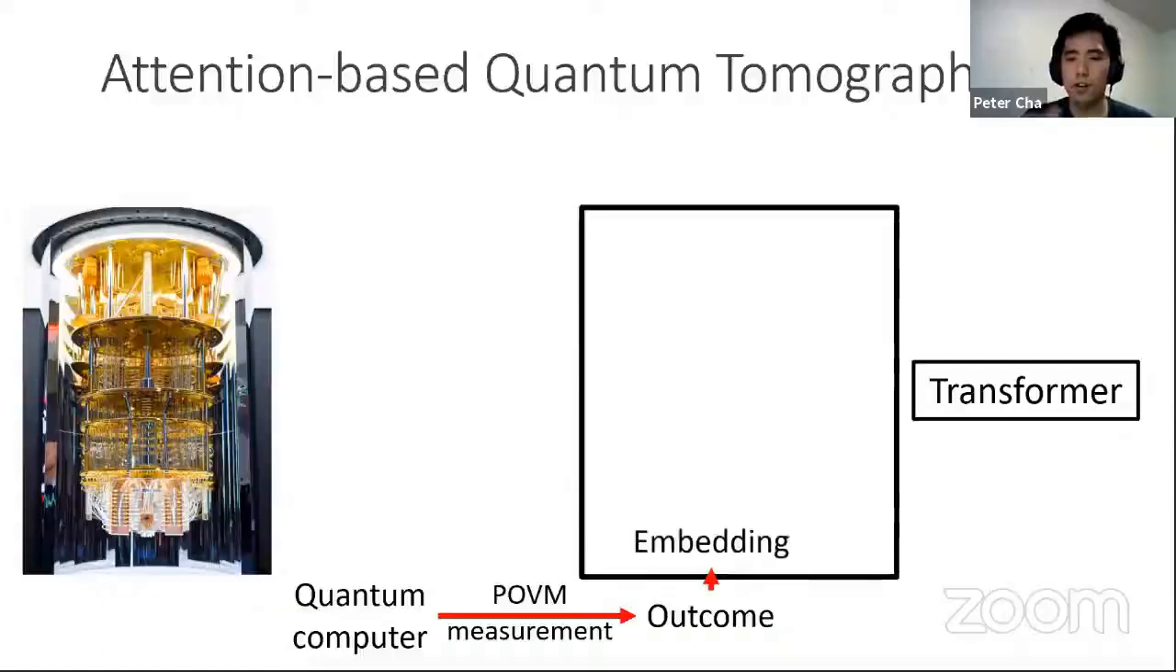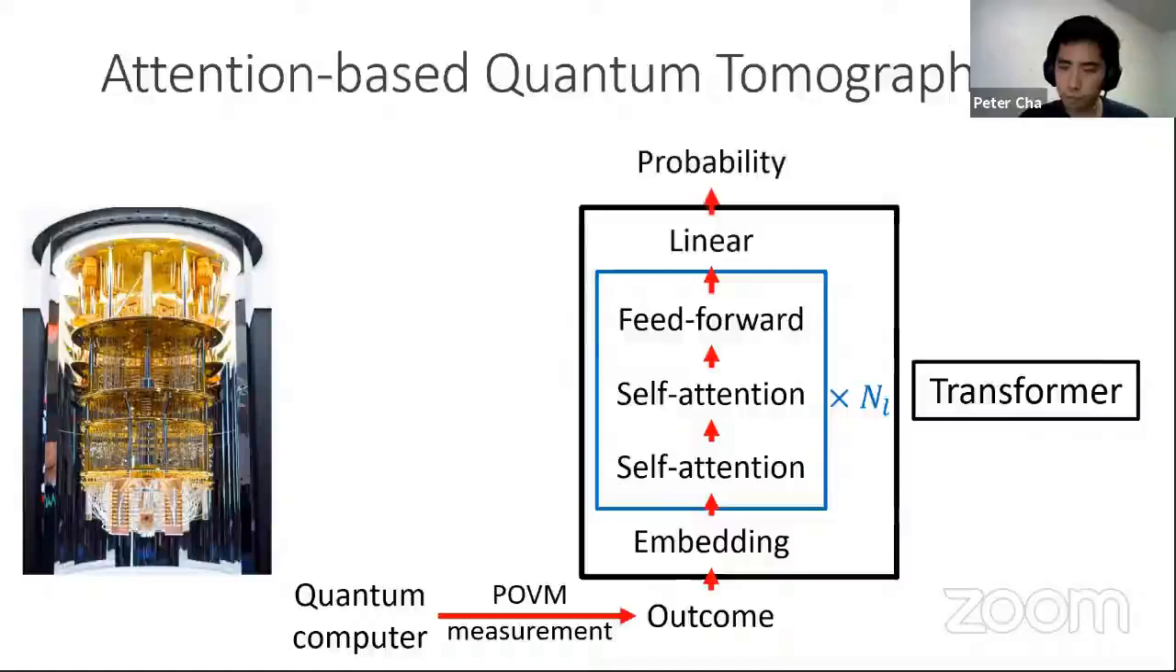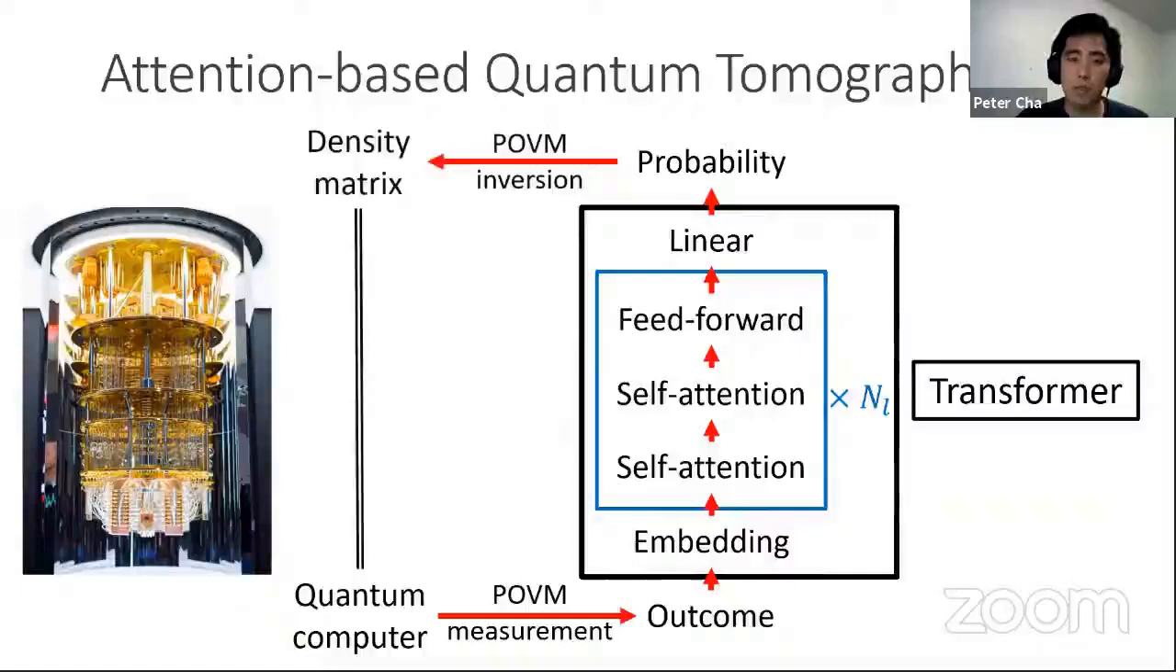For example, the embedding layer will embed the incoming vector into a higher dimensional vector space, after which it goes through a number of self-attention layers, where within each layer there are multiple self-attention layers followed by a feed-forward layer, after which the transformer will learn to assign a particular probability to the POVM measurement outcome. And so armed with the probability of all of the POVM outcomes, we'll then be able to perform the POVM inversion, which is a mathematical relation described in Juan Carrasquilla's talk earlier, and thereby reconstruct the density matrix that describes the state of the original quantum computer that generated these outcomes in the first place.